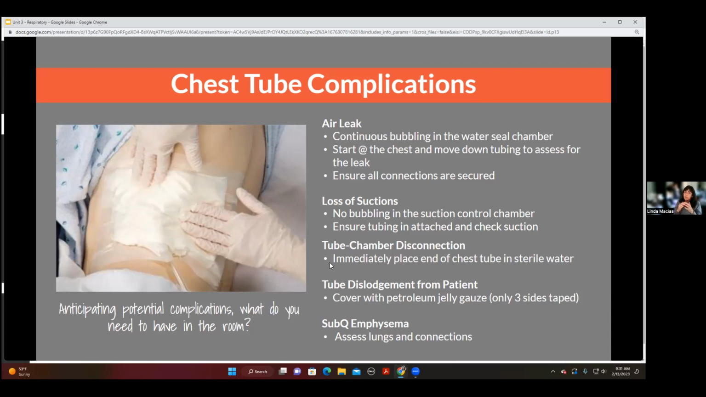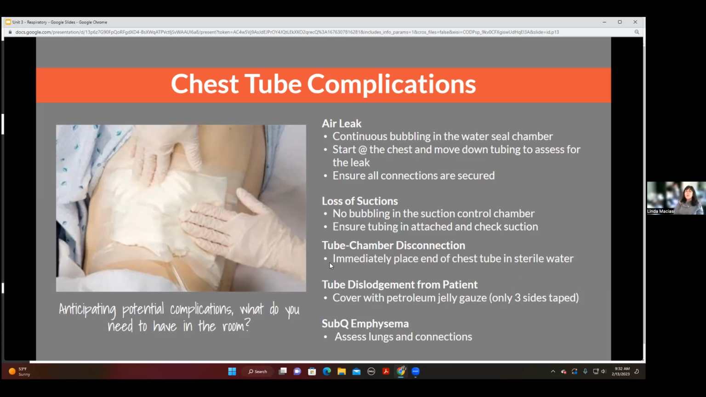That isn't something that you're going to stop, pull, disconnect. You want to make sure all your connections are secured. You're looking at your patient, and that's the normal baseline for this patient. If there's a loss of suction, no bubbling in the suction chamber all of a sudden, ensure that your tubing is all connected. And then you want to make sure that this is where your baseline is for your patient.